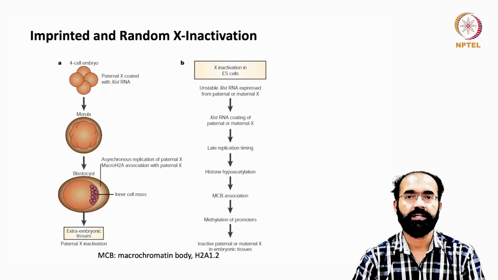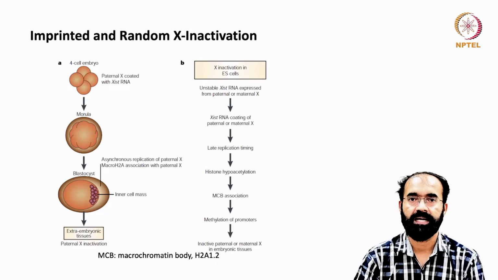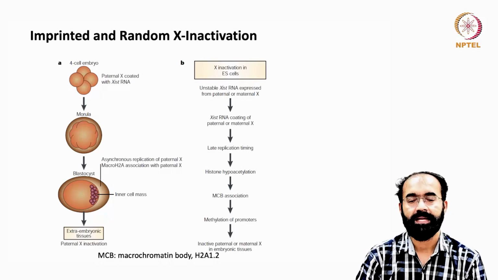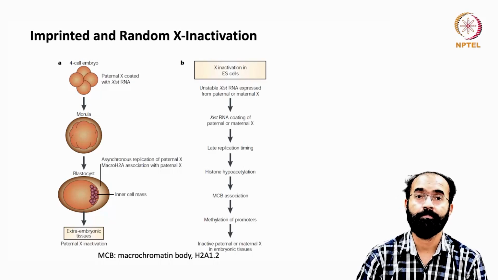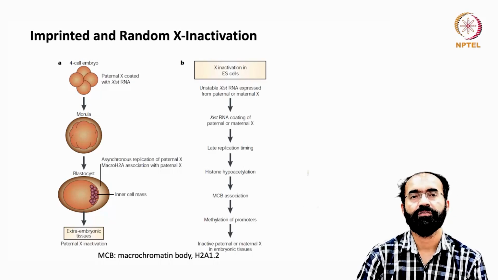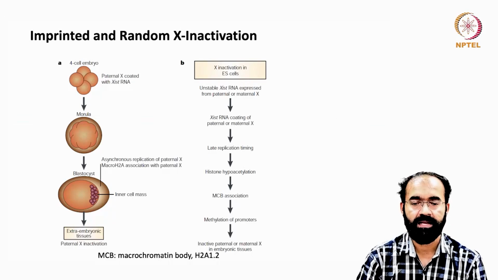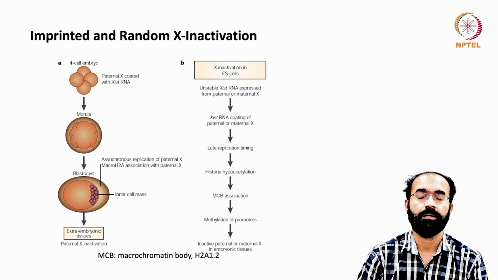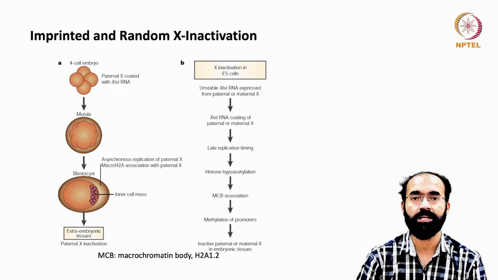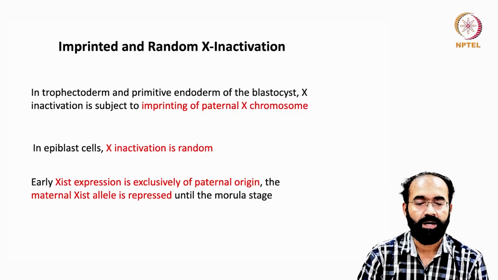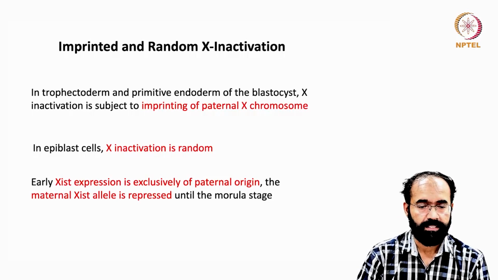So we were here in the previous class, where we were discussing the ways in which the X chromosome can be inactivated, and we saw that in embryos, until the formation of extra-embryonic layers, the paternal copy is inactivated, whereas in embryonic stem cells, both the copies, either paternal or maternal, can be inactivated randomly. So what is imprinted and random X inactivation?